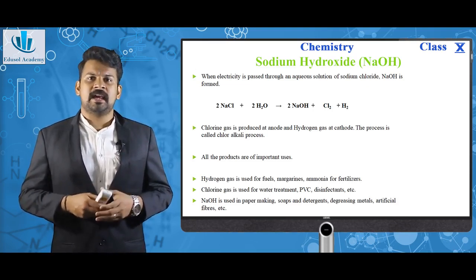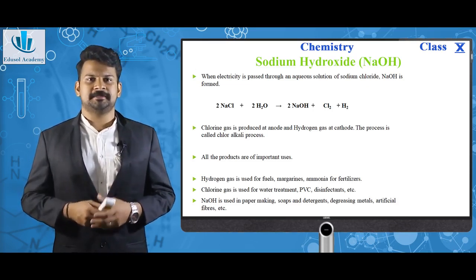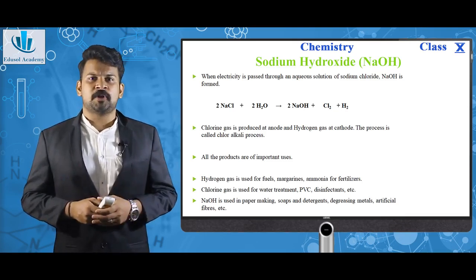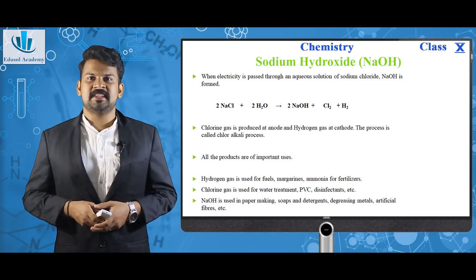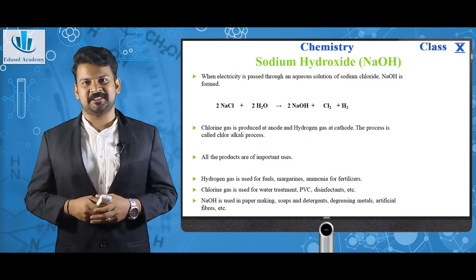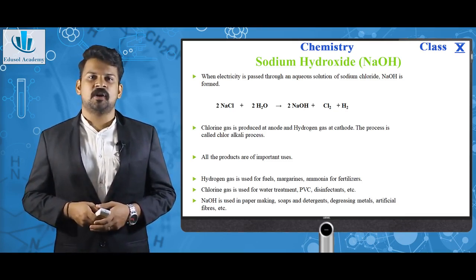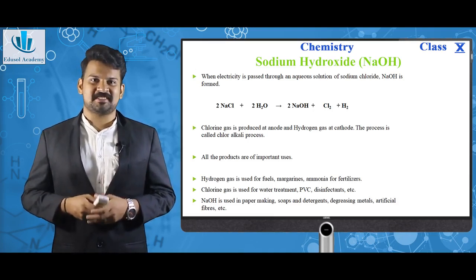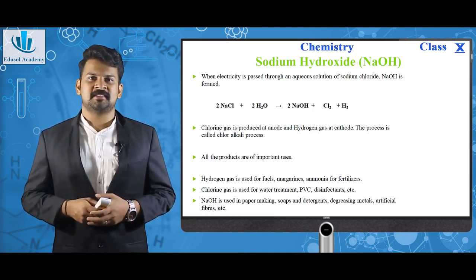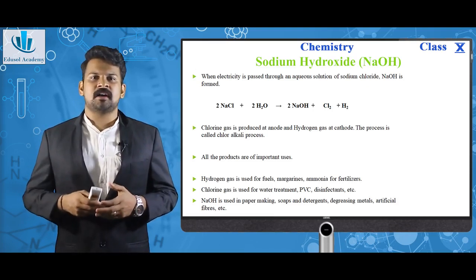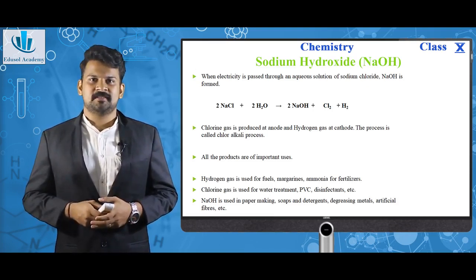Here, chlorine gas and hydrogen gas are formed. Chlorine gas is produced at the anode, hydrogen gas is produced at the cathode. This is an electrolysis reaction. The process is called chlor-alkali process. The main thing about this reaction is, here all the products are of some important uses.